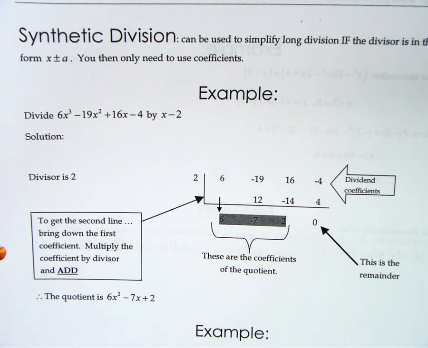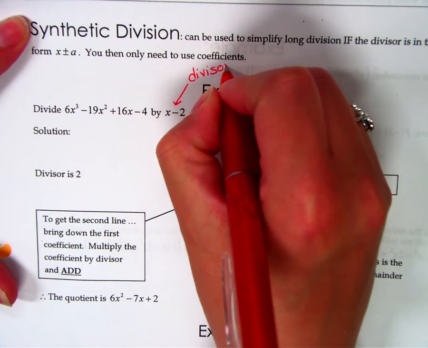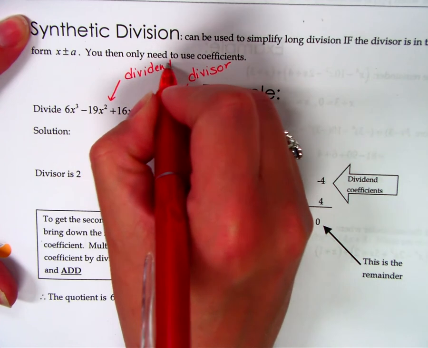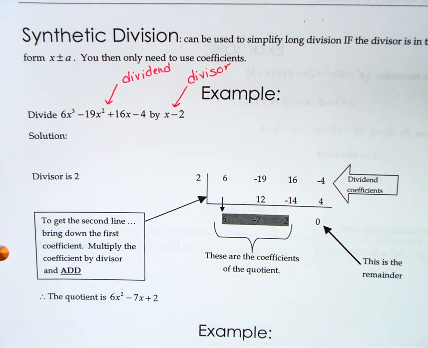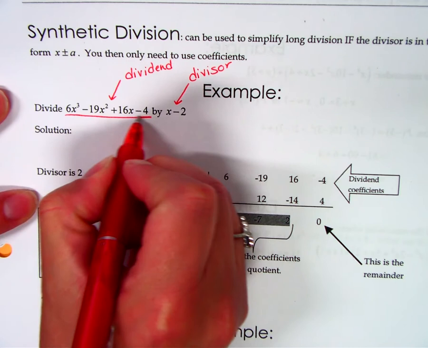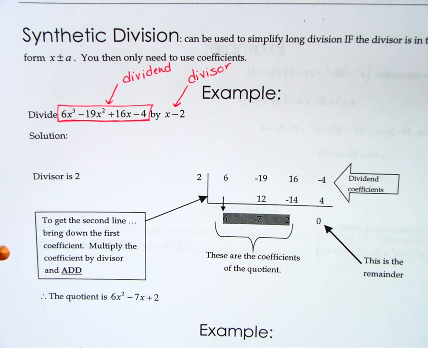Okay? You ready for the rules? This is your divisor. And this is your dividend. Okay? The whole thing, sorry. Okay, we good? So we're just labeling the parts. Not a big deal yet.